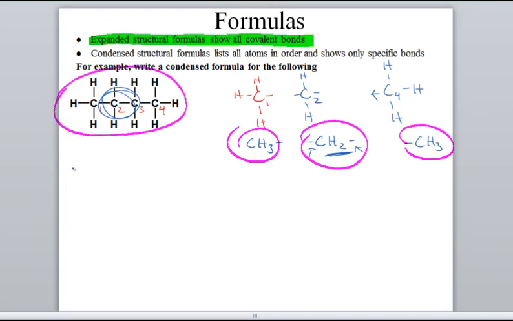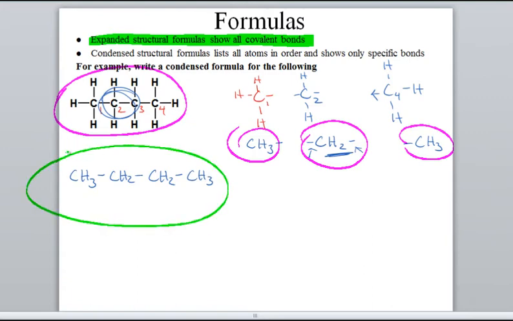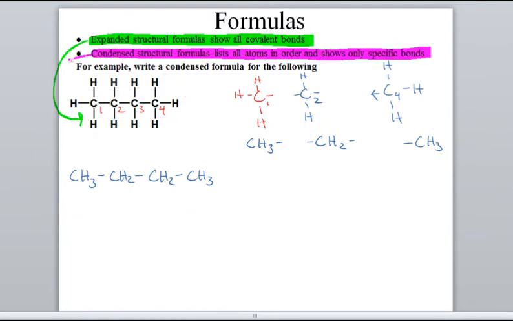So when you write it, carbon number 1 is CH3. There's a bond to carbon number 2, CH2. And then carbon number 3 has the same pattern, CH2. Carbon number 3 is bonded to carbon number 4, which has 3 hydrogens. This structure is telling you the same thing as the expanded structure. Writing it like this without showing all the bonds is called the condensed structural formula. And you may think this is the only way to draw a condensed structural formula.